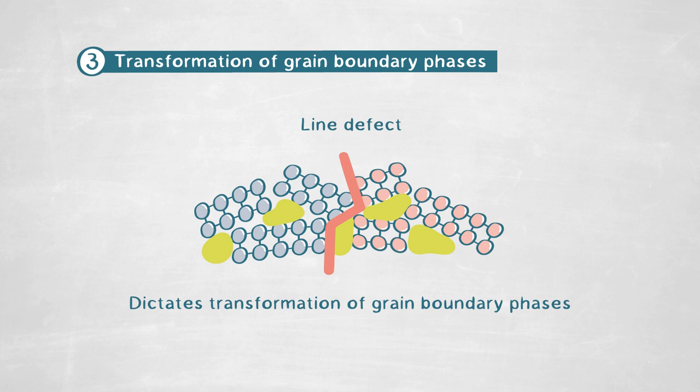So when we treat our material at high temperature, this line defect, this grain boundary phase junction, has to move through the sample. But since it's like migration, the motion of this defect is temperature dependent, it somehow stops at an intermediate temperature and freezes in this two-phase state so that we can actually observe it in the microscope.